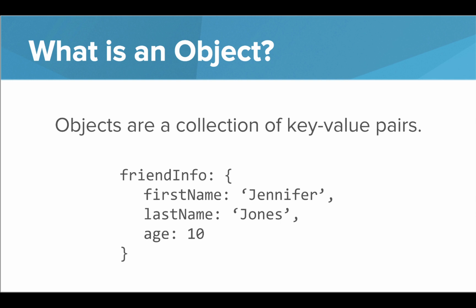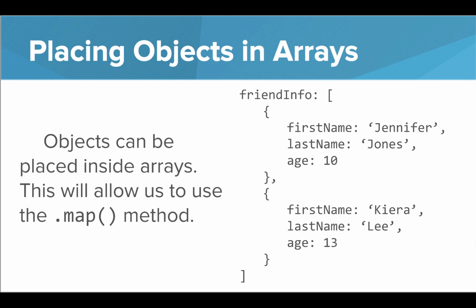An important thing to note about objects is that they do not retain original ordering. So in order to access the value of a specific item in the object, you use the key, not the location in the object, as we would with an array. Objects can also be placed inside arrays to store multiple pieces of information. Here we have 2 objects stored inside a list called friend_info, which contains the first name, last name, and age of 2 friends. Let's see how to access each piece of information.